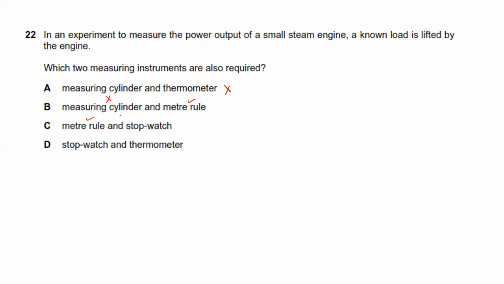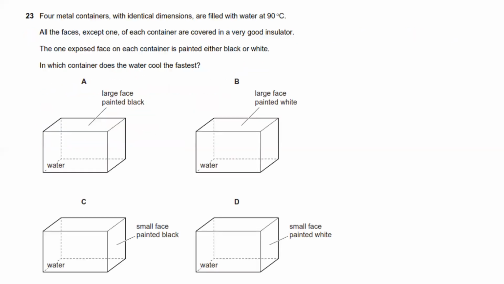Then again, meter rule, we need a meter rule as we have talked earlier. Then stopwatch. So yes, for power output, we need to find out the amount of time the motor runs. So stopwatch, yes, we need it to measure the time. So this answer C looks good. Thermometer, there is no need to use a thermometer in this case. So answer C is the right choice. Next question. In question 23, it says 4 metal containers with identical dimensions are filled with water at 90 degrees centigrade.